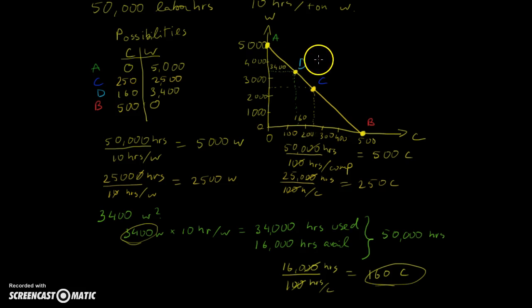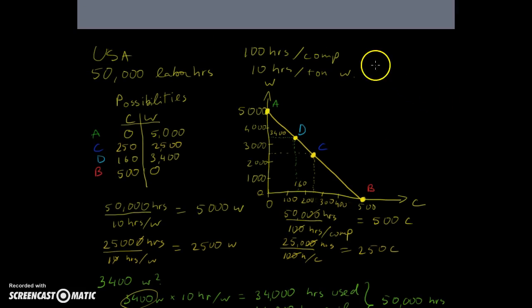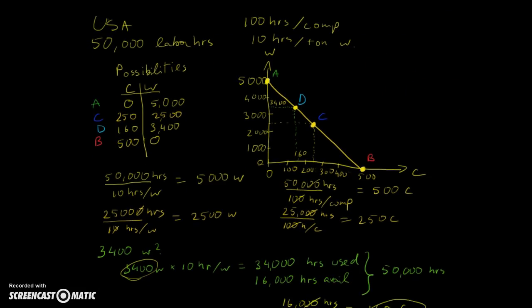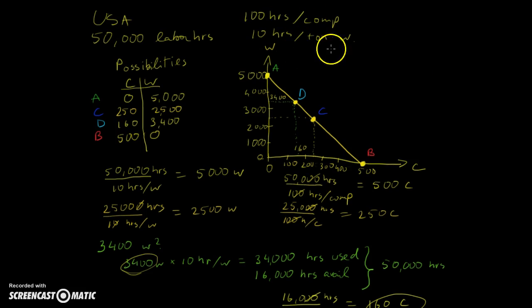Okay, so that's the answer to the question. If the US wants to produce 3,400 tons of wheat, it can also produce 160 computers. And we calculated that simply by looking at the given amount of labor hours that are necessary to produce a particular output in the United States.